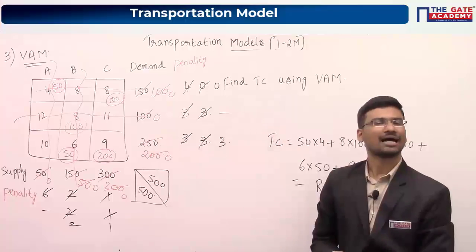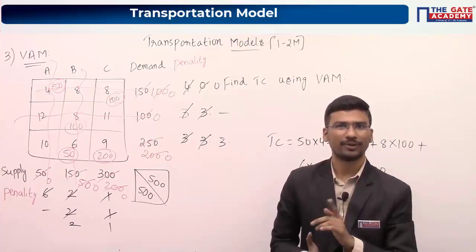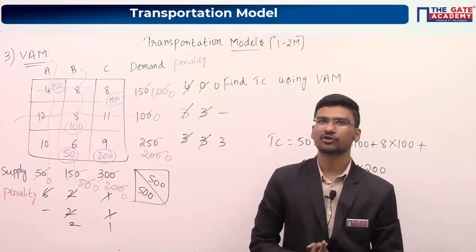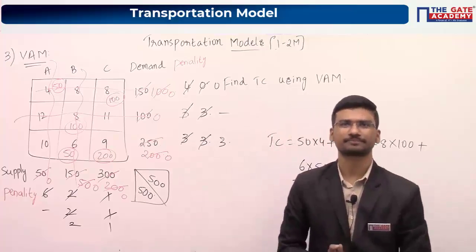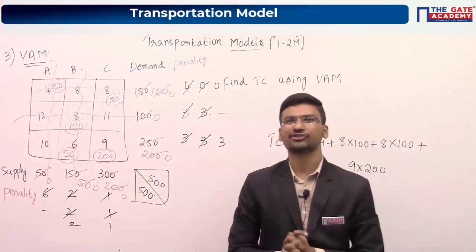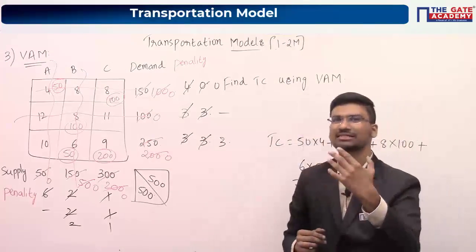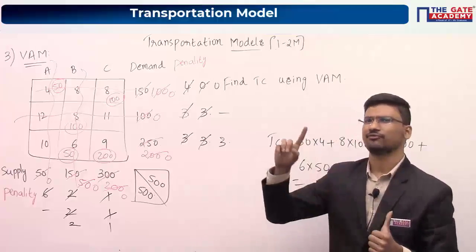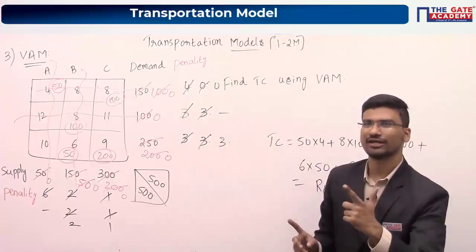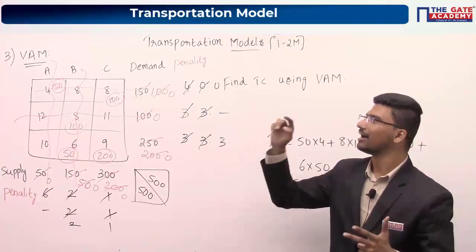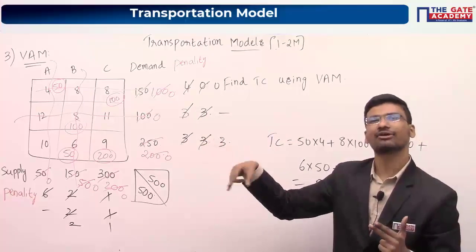Next point: the allocation quantity should be the minimum of supply and demand values. So again I am just revising. In the northwest corner method, we went to the northwest corner cell and allocated. In the least cost method, we went to the least cost cell and allocated. And in the VAM method, we compared two least costs and then allocated.